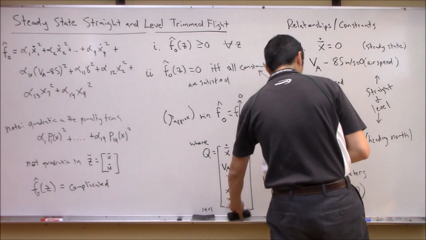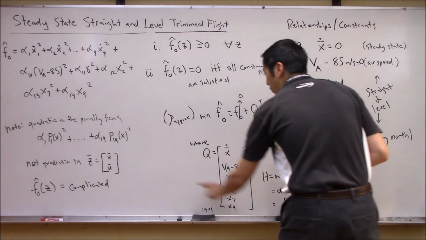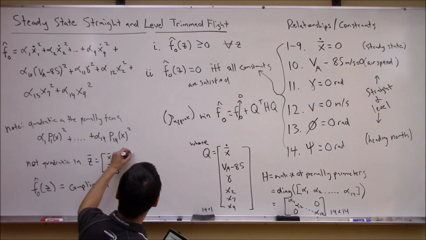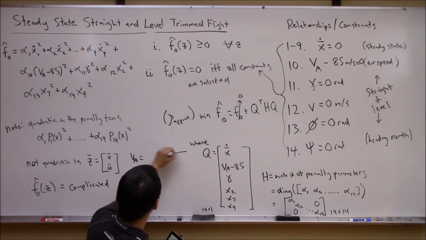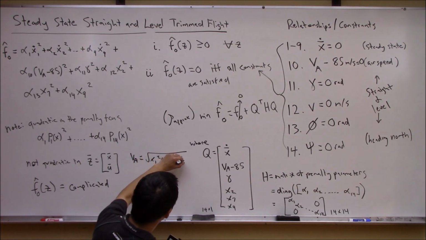Okay, so maybe let me make a quick side note. Where are we going to not run out of room? We've got enough room right here. Let's make a quick note. I need to come up with a relationship for VA as a function of all the states. And like we said, that's pretty easy. That is x1 squared plus x2 squared plus x3 squared, square rooted.